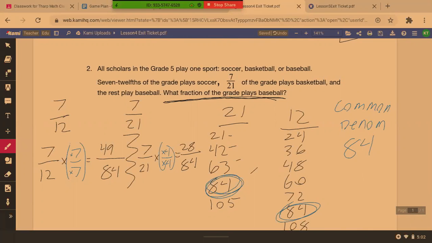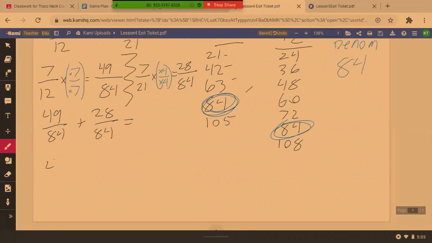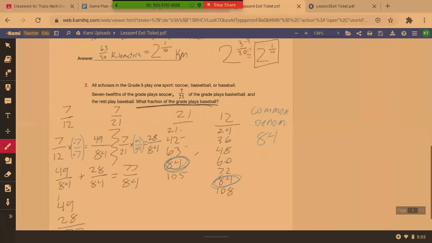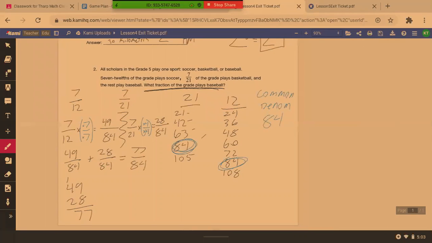So what fraction of the grade plays baseball? So I know so far I have 49 over 84 plus 28 over 84. Let's figure out how many. Okay, so 49 plus 28 is 77. 77 out of 84 play soccer or basketball. The remaining are going to play baseball.